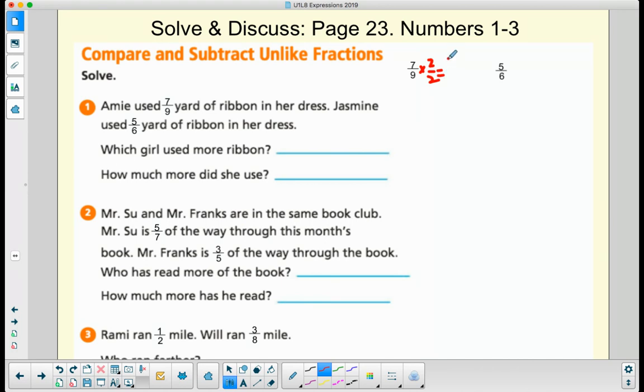To make 14/18. Wow, it's hard to draw this little. And I'm going to use 3 as my multiplier on this fraction, multiplying by 3/3 because that's equivalent to 1, and that's not going to change the value of my number. It's just going to make it so I have equal size pieces. 5 multiplied by 3 is 15. 6 multiplied by 3 is 18.